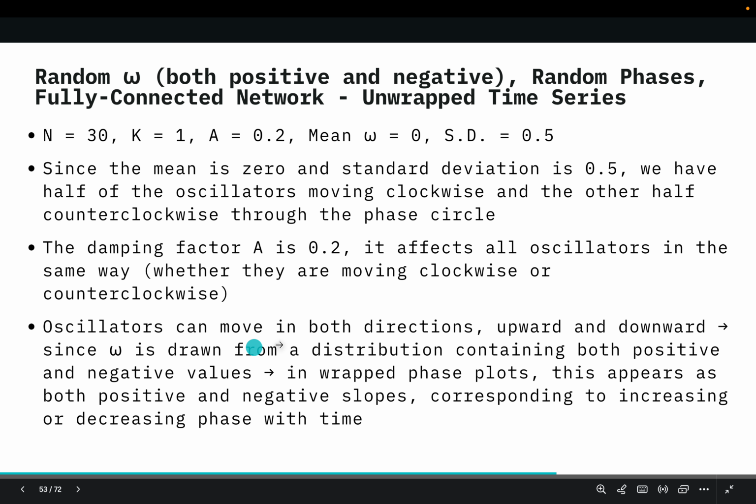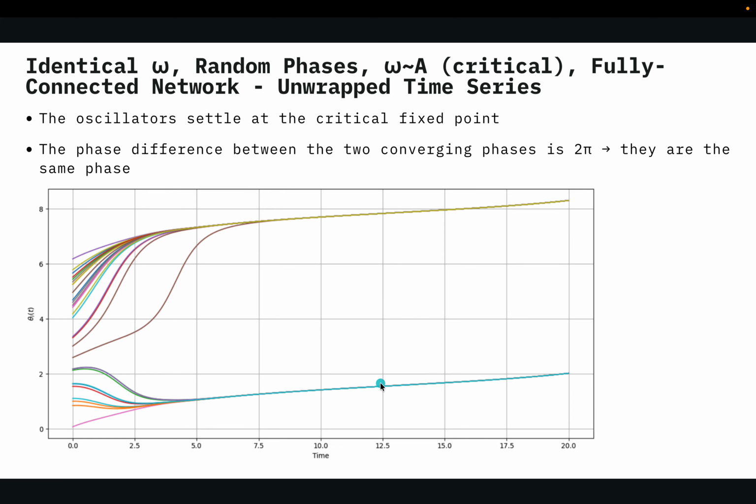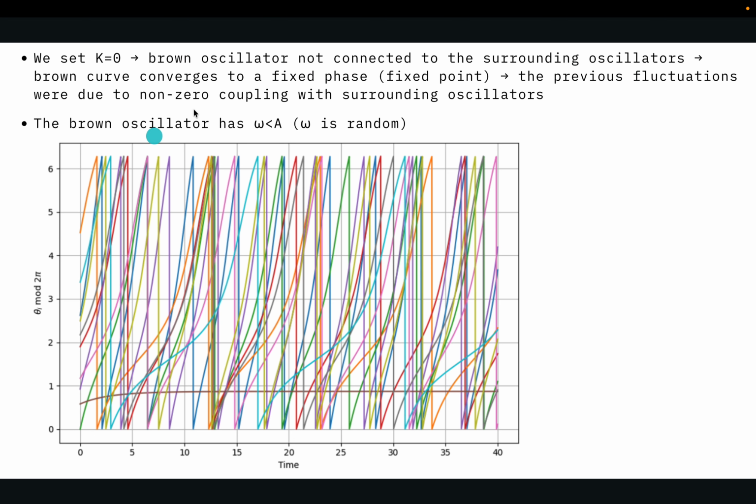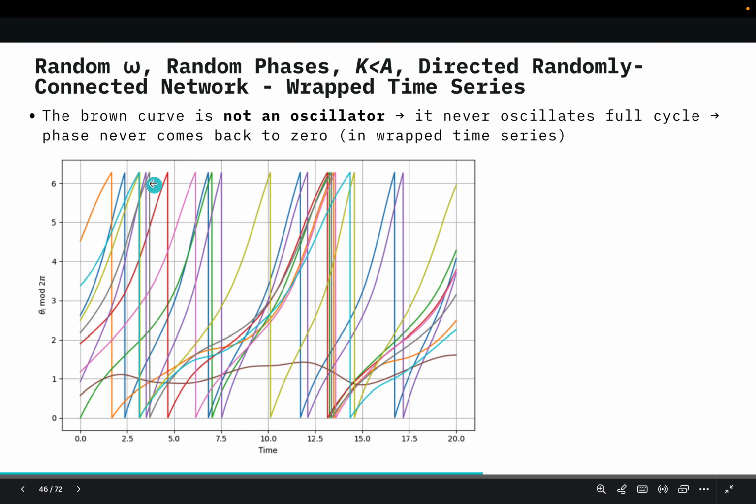And right now oscillators can move in both directions, upward and downward, since omega is drawn from a distribution containing both positive and negative values. So in wrapped phase plots, this appears as both positive and negative slopes. In the wrapped plots we have been looking at so far, like this one, the slope is always positive, and once you reach 2 pi, you come back to 0, but you don't see a negative slope. Don't mind this brown curve, that's due to fluctuation actually.